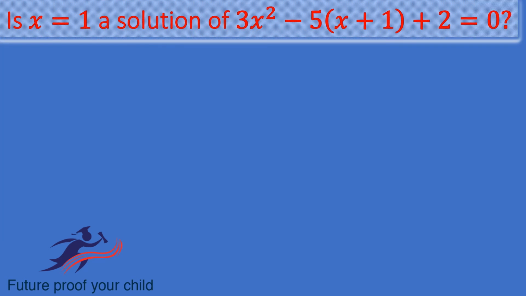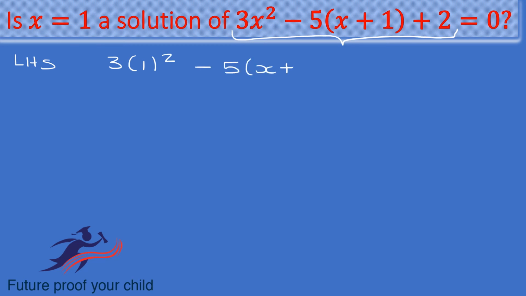Now the question here is: is x equals 1 a solution of 3x squared minus 5 bracket x plus 1 plus 2 equals 0? So all we're going to do is we're going to test it. So we're going to have our left-hand side. Now please note this is the left-hand side. So we're going to substitute that x value. So 3 times 1 squared. So in the x's place, we're going to see what happens if I do that. So in other words, in that x's place, we're going to replace it with a 1. Why 1? Because I say is x equals 1 a solution. So let's see what happens.